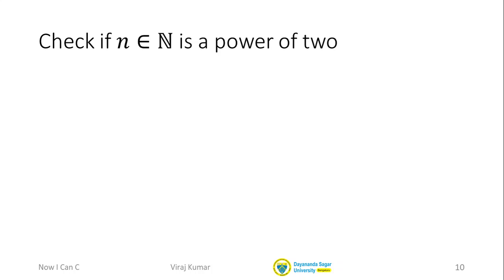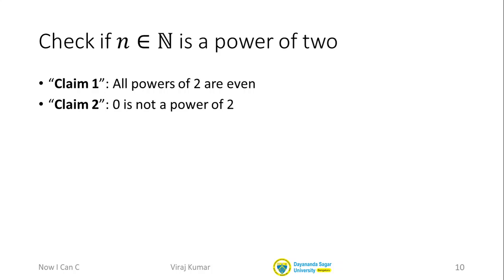First, let's think about all the facts that we know about checking if a number is a power of 2 or not. I'm going to give you 3 claims, and I'm going to put these claims inside double quotes because I'm not yet telling you if these statements are true or not. I want you to think about these things. Our first claim is that all powers of 2 are even. Our second claim is that 0 is not a power of 2.